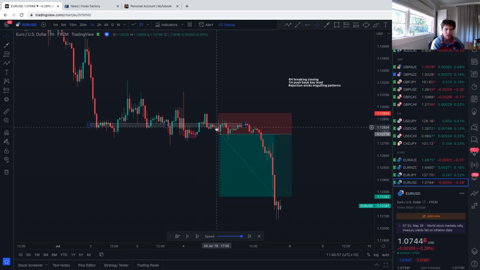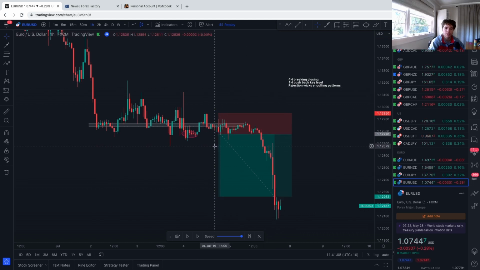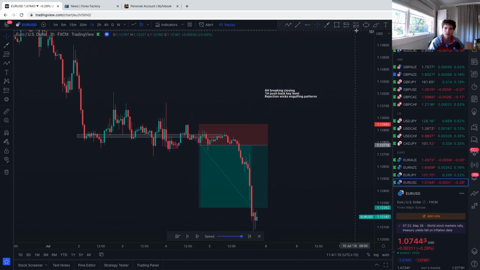and momentum shift candle. So we got the 4H breaking and closing. We got the 1H pushing back to the key level, creating that bearish behavior. And then we see rejections with wicks and a little engulfing candle. Pretty good start.